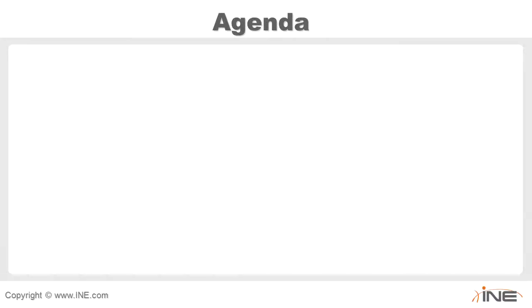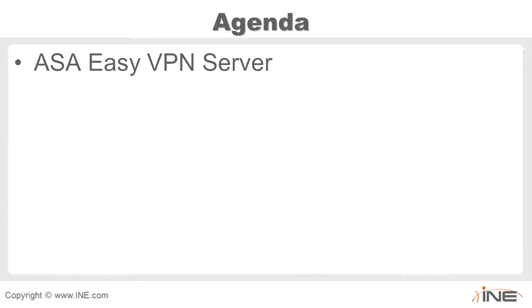In our next section, we're going to look at running the EasyVPN server on the ASA. And the first thing we're going to start with here is to look at some of the similarities between the ASA's VPN server and iOS, and then some of the differences, and finally how to do the actual configuration.